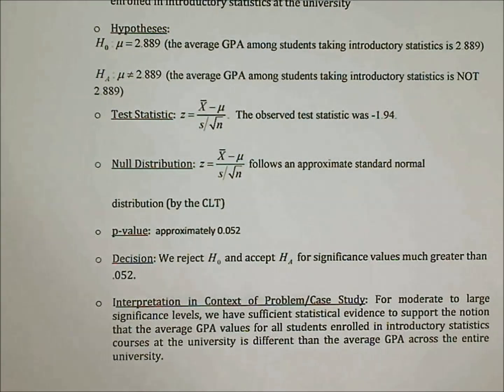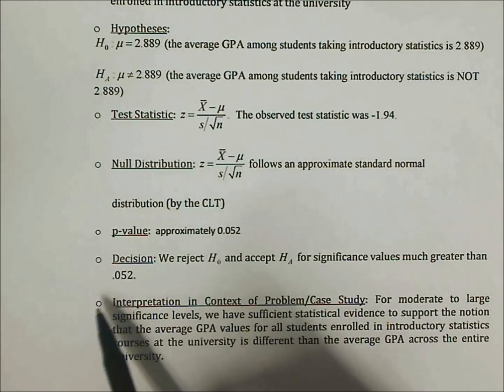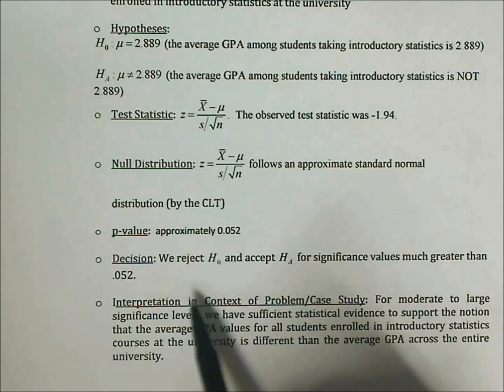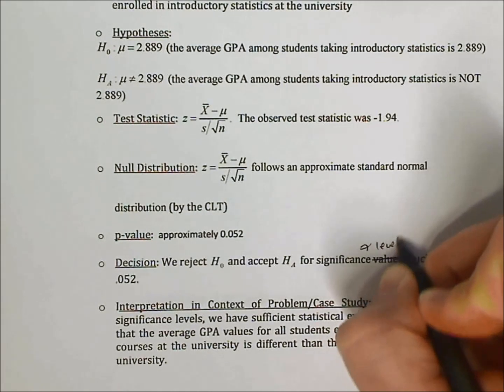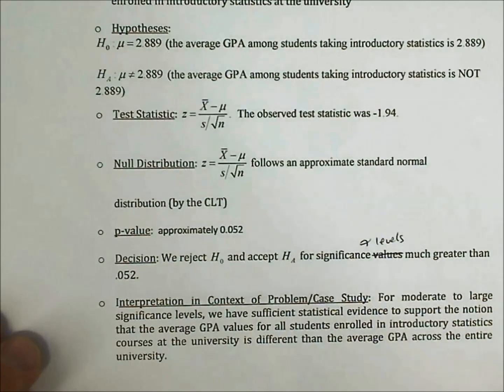All right, so what do we do here? What's our decision? Well, up front, we never came up with an alpha. And if we wanted to develop a type 1 and type 2 error analyses, we could have. But this is right on the line of where you might reject and fail to reject. Pretty close. But overall, the decision would go something like this. We would reject H naught and accept HA if our alpha values, the significance levels, were much greater than 0.052.